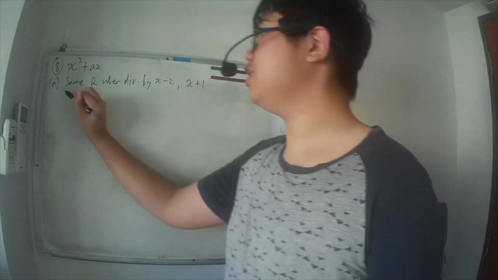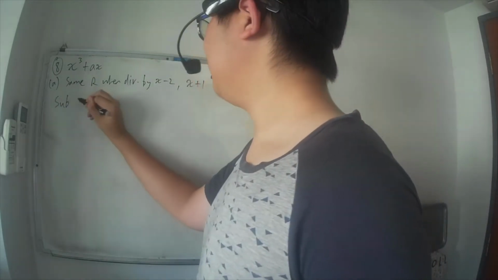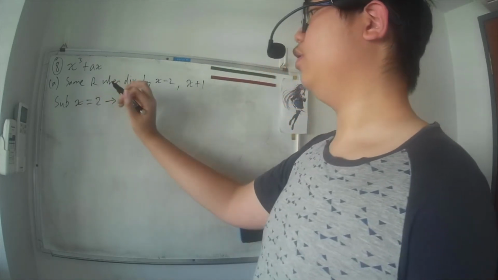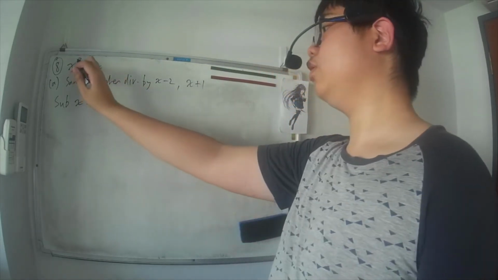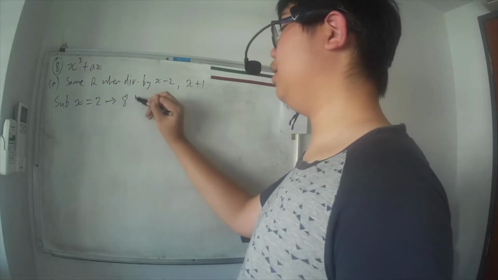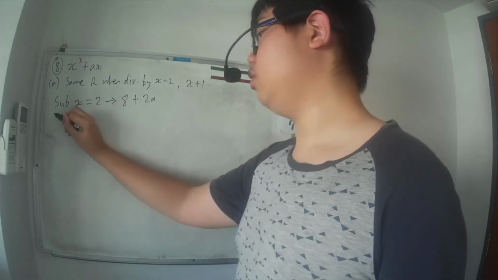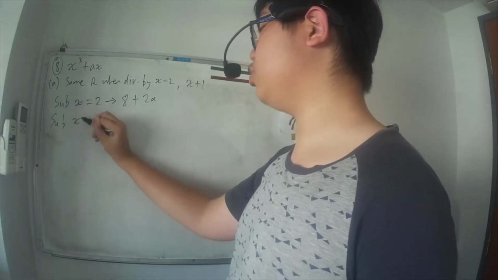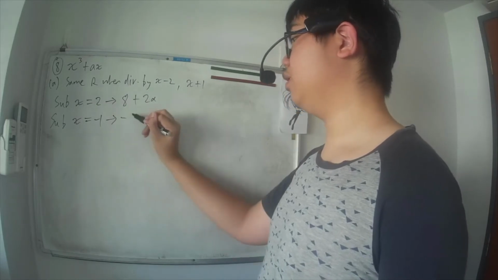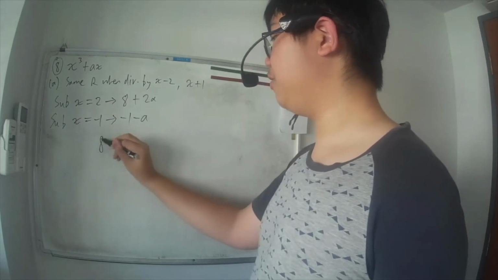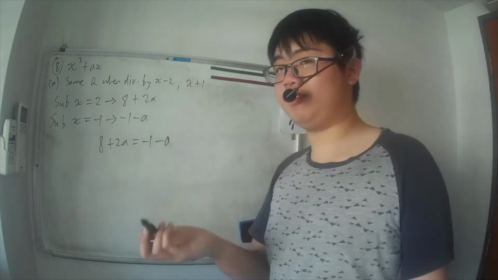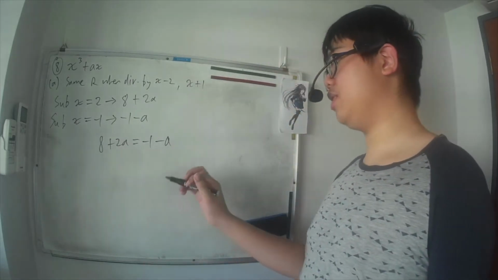in each case. So sub x equals to 2, and then we will have 8 plus 2a. Sub x equals to minus 1, and this is minus 1 minus a. So now we have 8 plus 2a to be equal to minus 1 minus a, since the remainders have to be the same, and then this just becomes a linear thing.